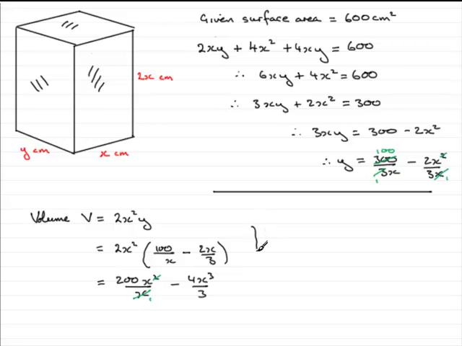So at the end of the day, what have we got? Well, we've got essentially that the volume V equals 200x minus 4x cubed over 3, and that's what we had to show. Okay, so that brings us to the end of the first part of this question.